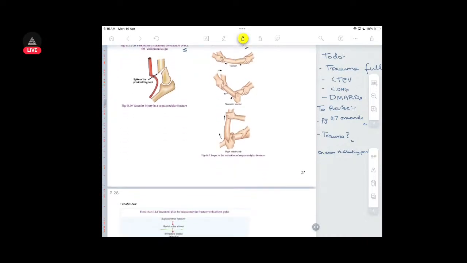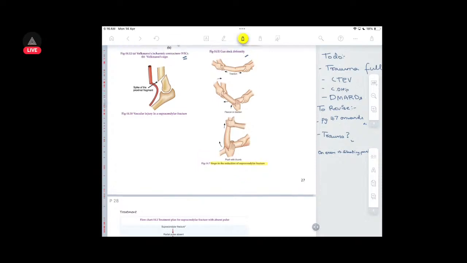So reduction of supracondylar fracture: first you provide traction, then you do flexion, and then you push with the thumb. In this fracture there can be vascular injury due to the supracondylar fracture.